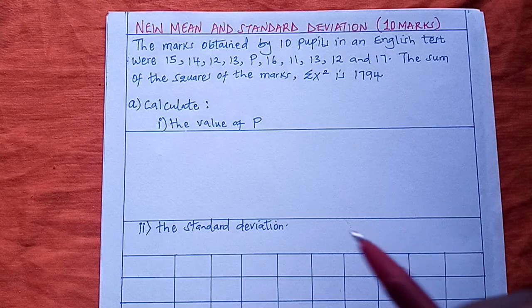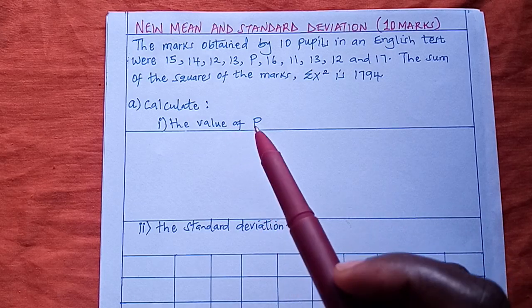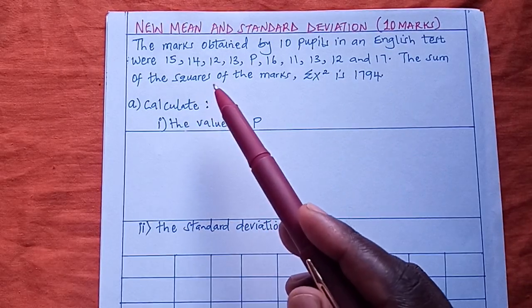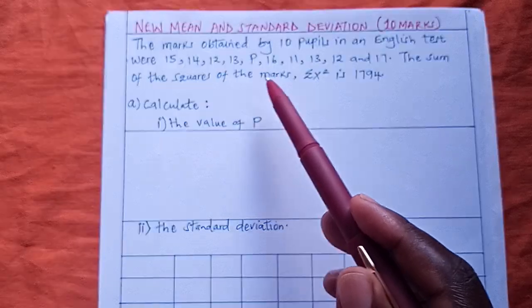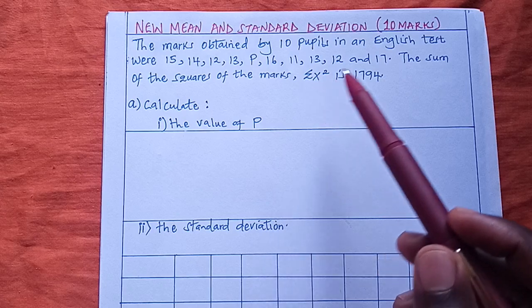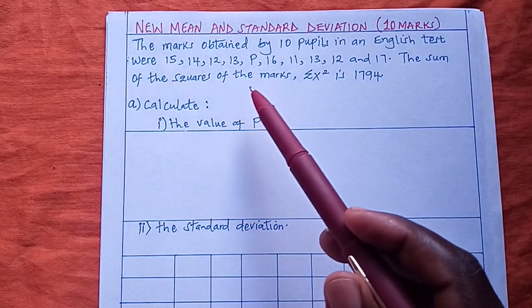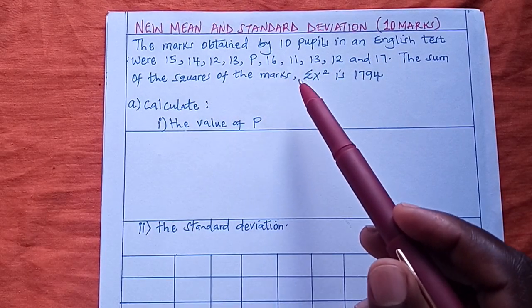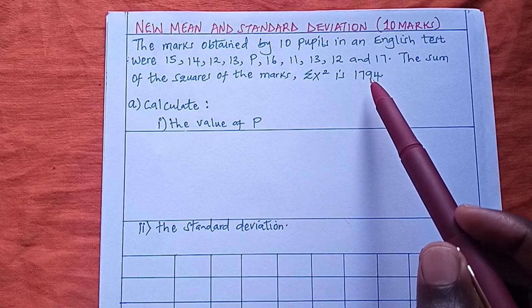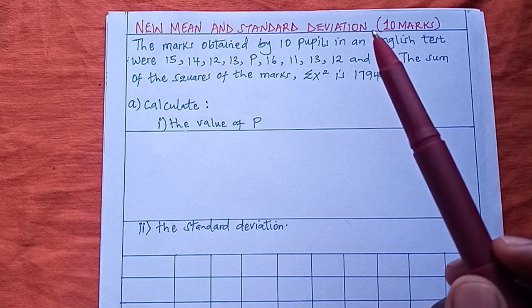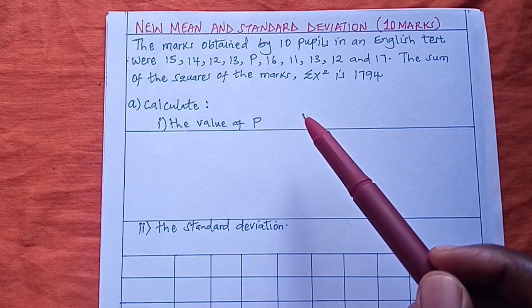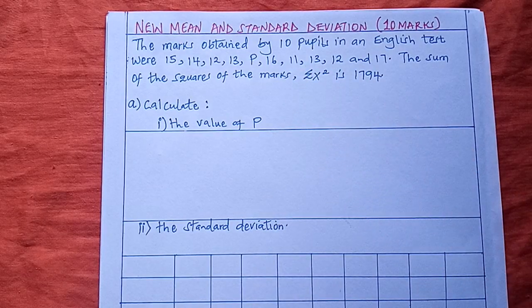The question before us reads: the marks obtained by 10 pupils in an English test were 15, 14, 12, 13, P, 16, 11, 13, 12, and 17. The sum of the squares of the marks that I've read is 1,794. We are supposed to calculate the value of P.